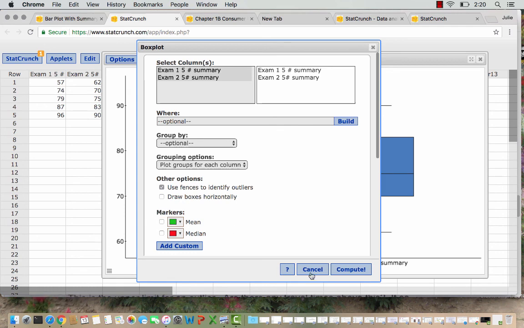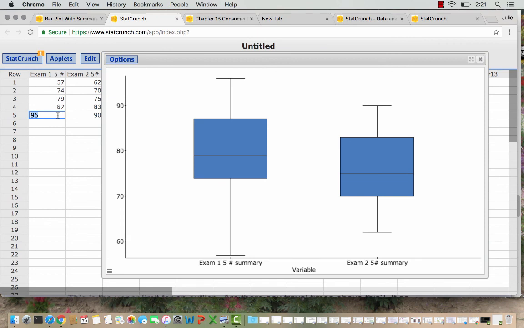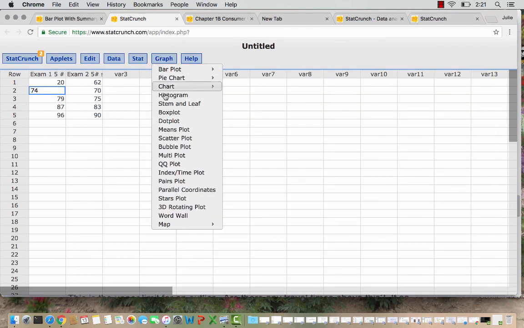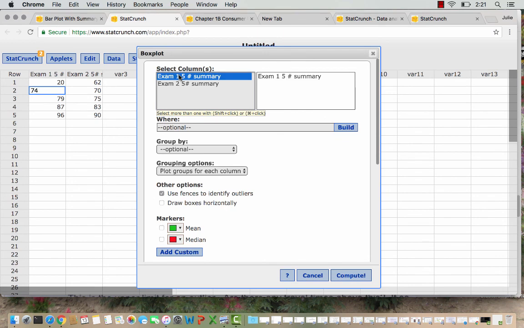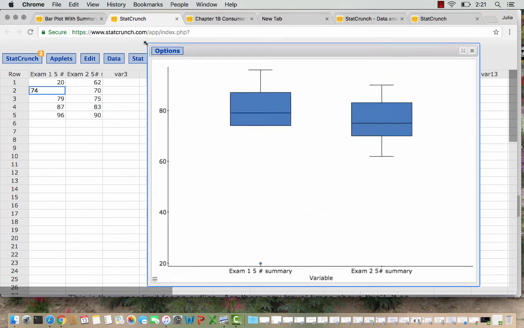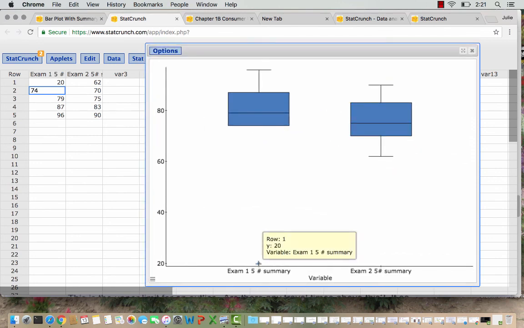So let me show you what that would look like. Suppose I change the min for exam 1 to be a score of 20. And then I go to Graph, Box Plot. I do exam 1 and exam 2, and I use my fences to identify outliers. Notice now there's a dot down here at the score of 20 and no whisker out here. So that's telling us it is an outlier down there, an extreme value. So outliers are represented by dots in StatCrunch if you leave that option checked.